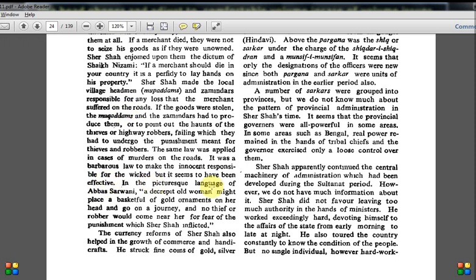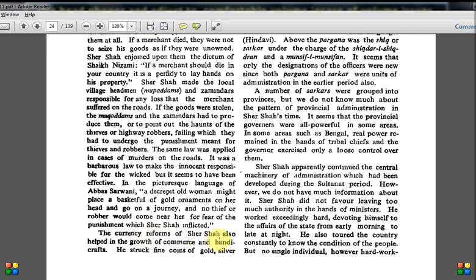So in the picturesque language of Abbas Sarwani, again that person: a decrepit old woman might place a basket full of gold ornaments on her head and go on a journey, and no thief or robber would come near her. So even an old lady or a disabled person could take this many gold ornaments and walk on the road in the middle of the night, and still no robber would dare to attack, because that much strict was the punishment of Sher Shah. This can be exaggerated, but this is how Abbas Sarwani explains the law and order condition in his kingdom. So you got many points about the reforms of Sher Shah already, and there are many more to come. Okay, now the currency reforms.